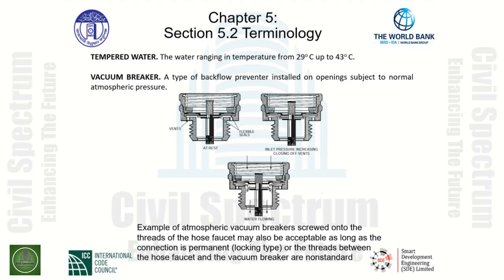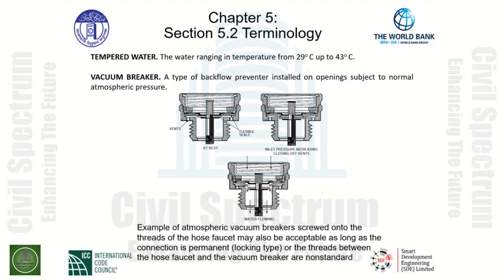A vacuum breaker is a type of backflow preventer installed on openings subject to normal atmospheric pressure. An example of atmospheric vacuum breakers screwed onto the threads of a hose faucet may also be acceptable as long as the connection is permanent. In other words, a locking type, or the threads between the hose faucet and the vacuum breaker are non-standard. This is a method of protecting the potable water supply.